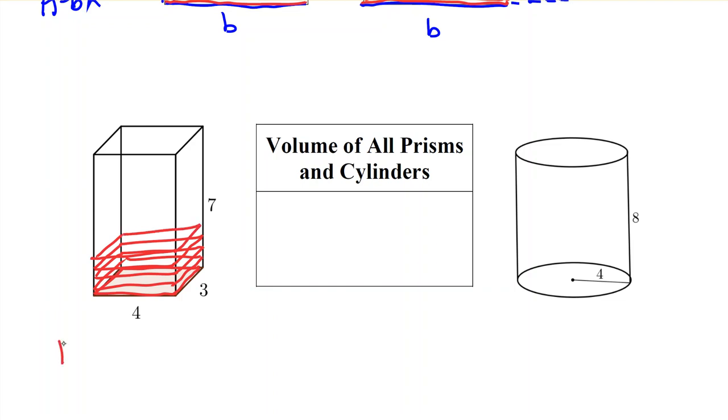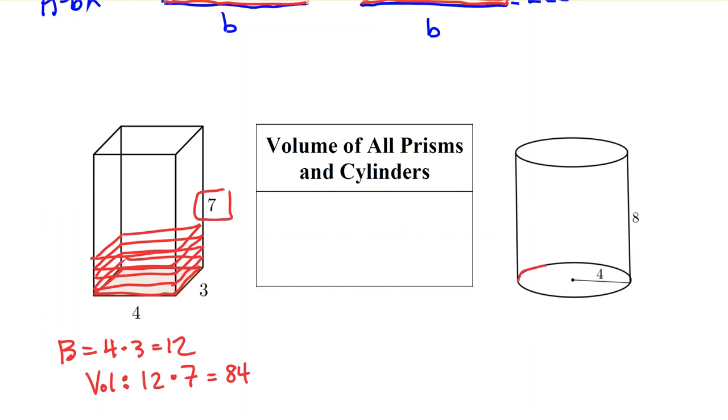The area of this base, or this rectangle, is 4 times 3, or 12. And the stack has a height of 7. So the total volume taken up by this figure is going to be equal to 12 times 7, or 84.